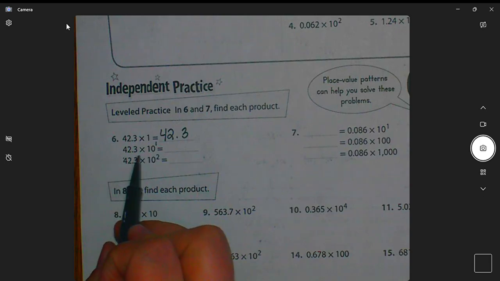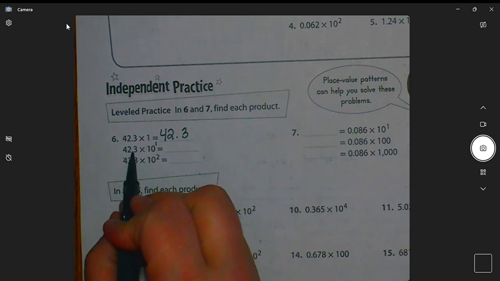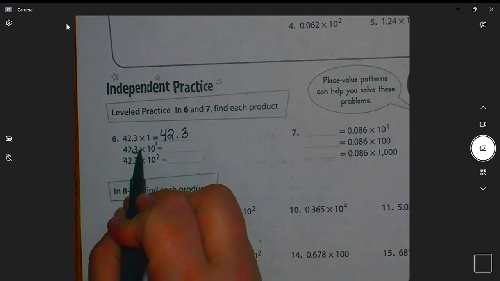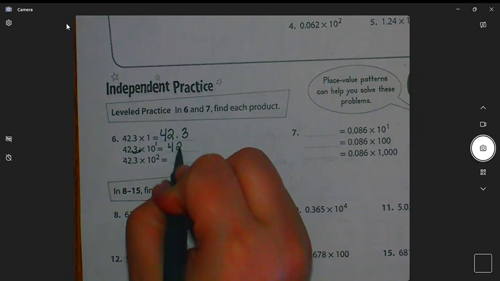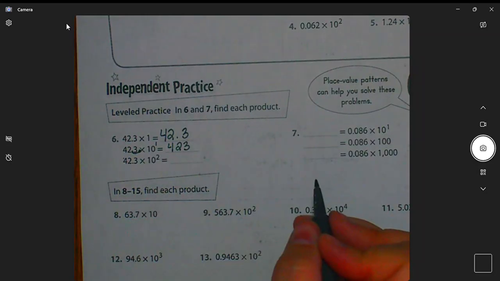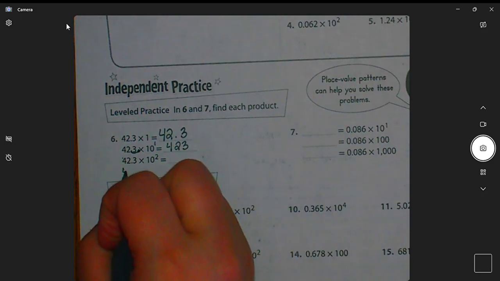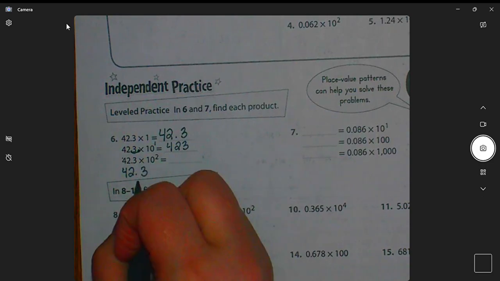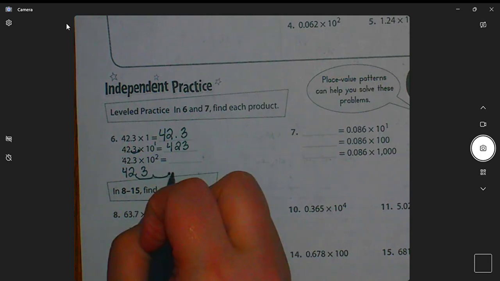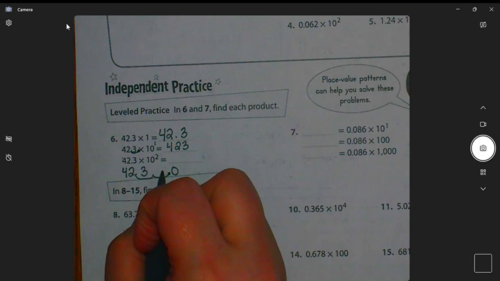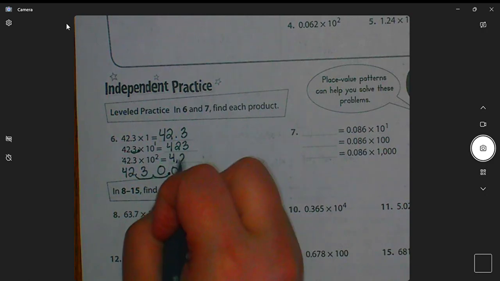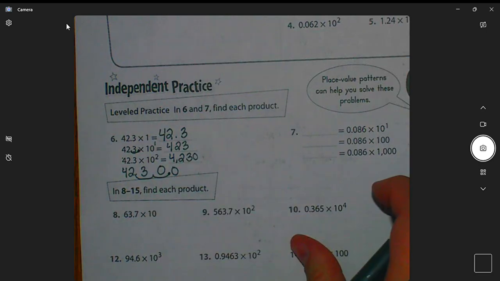42 and 3/10 times 10 to the first. Right. I'm going to move it 1. So that gives me 423. 42 and 3/10 times 10 to the second. I'm going to use my working number knowledge down here so I have a space to write out my work. 1, 2. I have a blank space. What do I need to put here? Right, a 0. So 4,230.